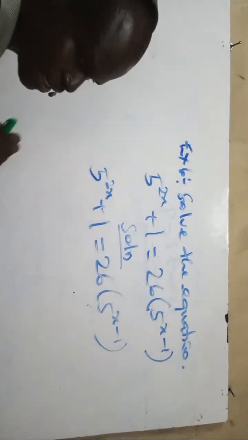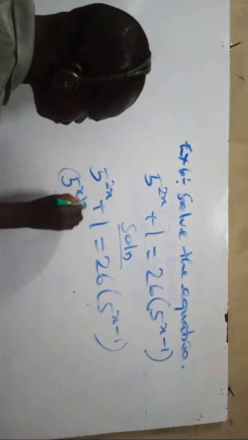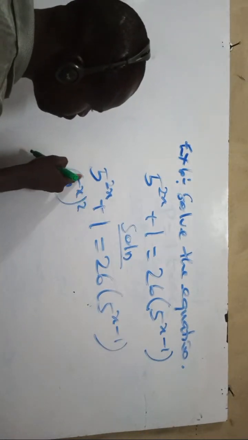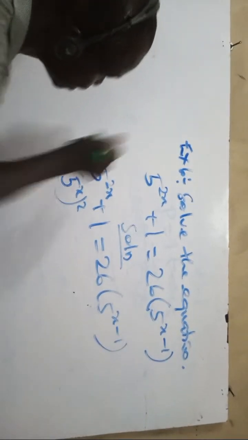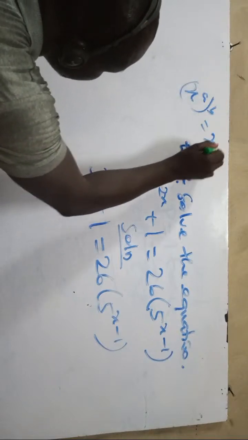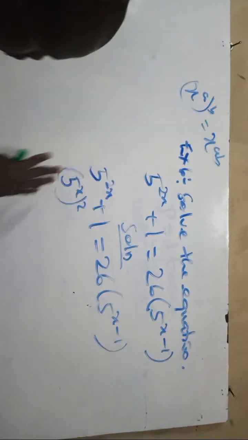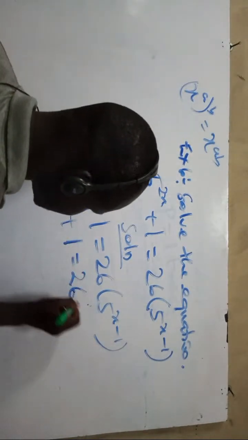I can rewrite what I have here as 5 raised to s, everything raised to 2. Just go through the laws of indices and understand them perfectly. There's a particular law, I think the third law, that says if you have s raised to a, everything raised to b, it's the same thing as s raised to ab. So if we apply that law now, I can split this. Plus, this is just 1. It's equal to 26 into bracket.